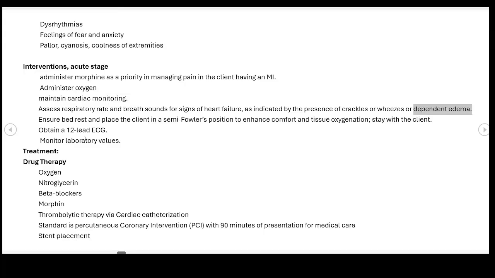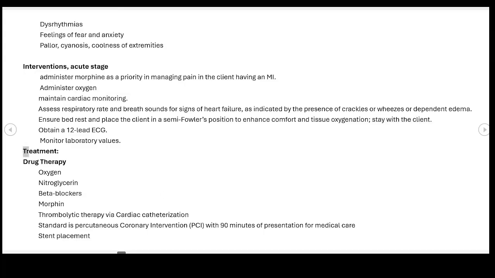Now, I did mention that with a heart failure, the lab that you have to think about is the BNP. Don't forget that. Ensure bed rest, because we don't want them to do anything that will increase the oxygen demand. So bed rest, and then you place the client in a semi-Fowler position to enhance comfort and tissue oxygenation. Please always stay with your client at all times when they are having this episode.